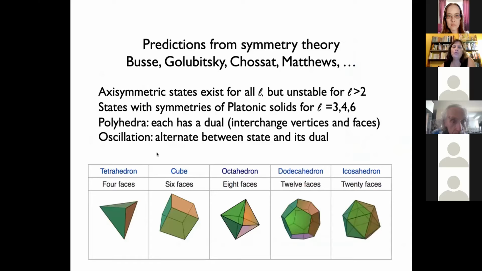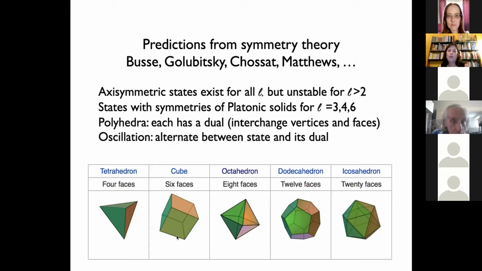When we go to L equal 3, 4 and higher, we then find that the patterns resemble the Platonic solids. So again, this is for nice geometry. What are the Platonic solids? There are 5 of them, exactly 5. The tetrahedron has 4 faces, each of which is a triangle.